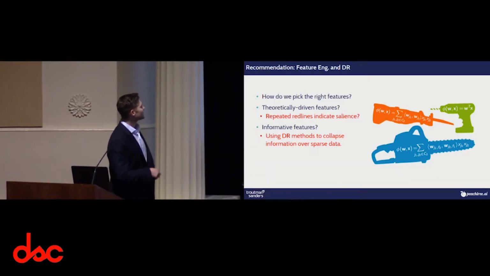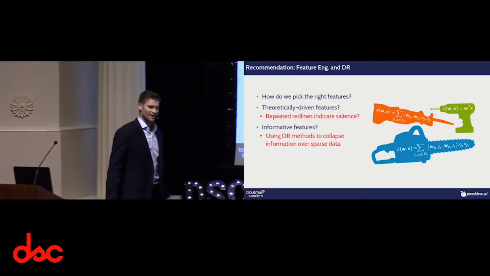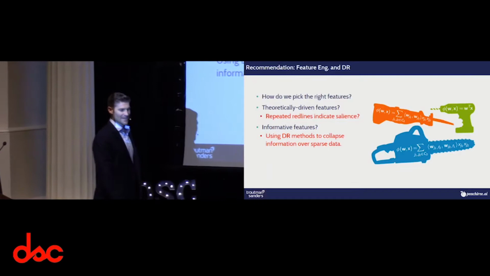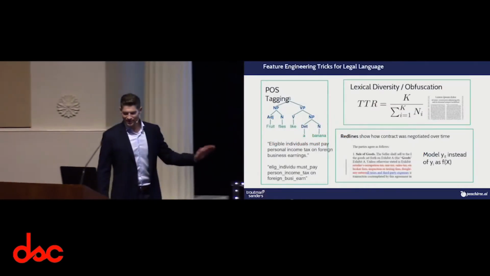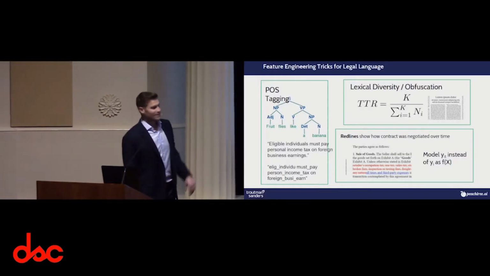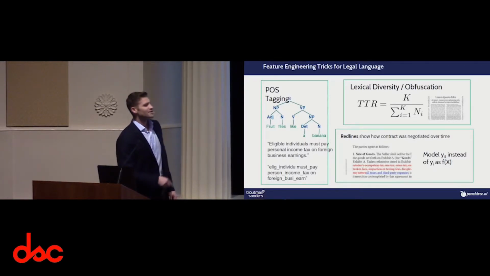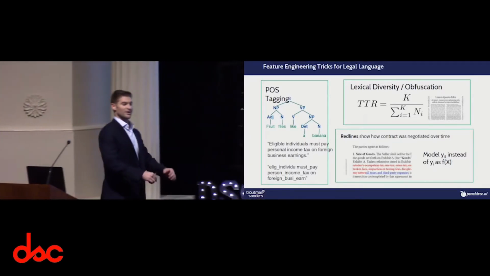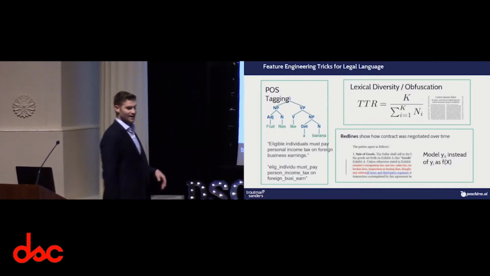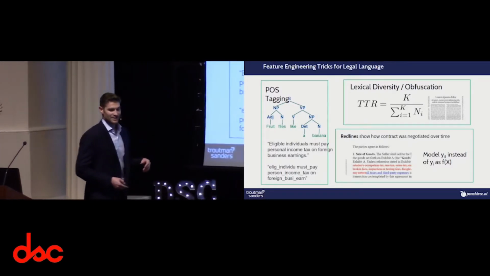We might be interested in informative features by collapsing over all this sparse data. That's the big problem of NLP, is collapsing information over sparse data. And so, a few feature engineering tricks for legal language. Legal language is very specific. We might be interested in using part of speech tagging to produce better features. We might be interested in lexical diversity. There's a little bit of research that shows that people who are trying to obfuscate things in contracts actually use more complex language. And so we might be looking for something like that to predict risk.